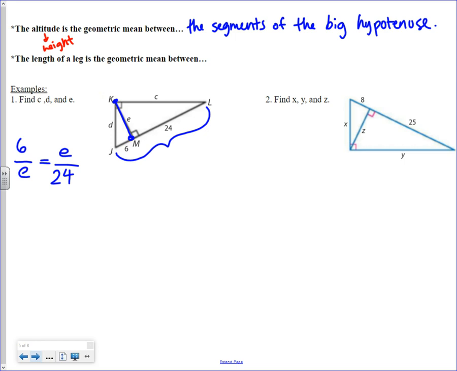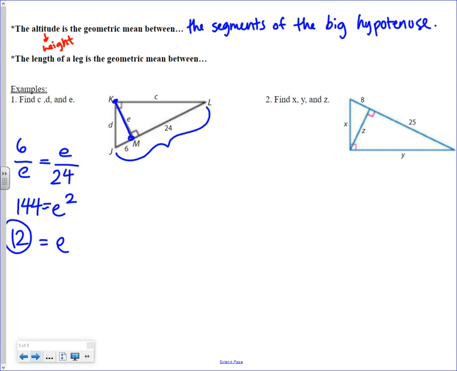How are we doing on that? Height is the altitude, correct? Yes? It is the geometric mean, so it goes in those two diagonal spots, and the two pieces of the big hypotenuse go in the other diagonal. So how would you solve this? Okay, so I would have 6 times 24, which is what? Is equal to E squared. How do I solve for E, guys? Square root it. And what is the square root of 144? Wonderful. That's E. Okay, let's go to number 2.